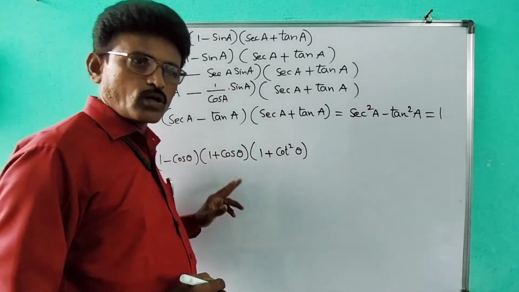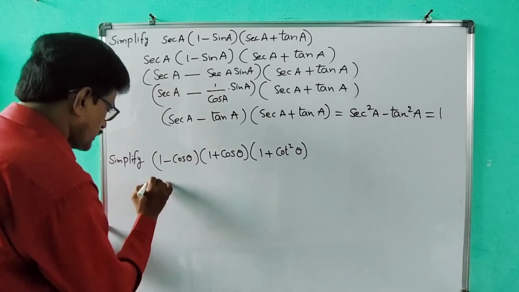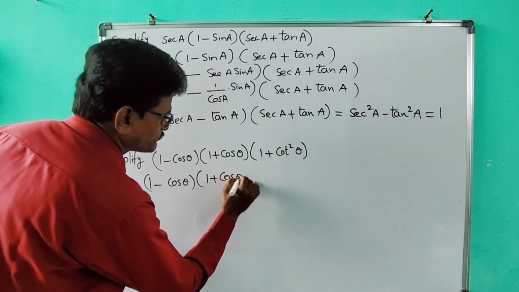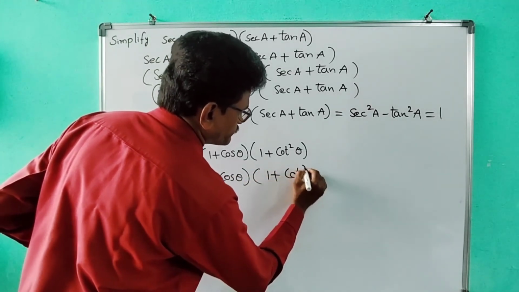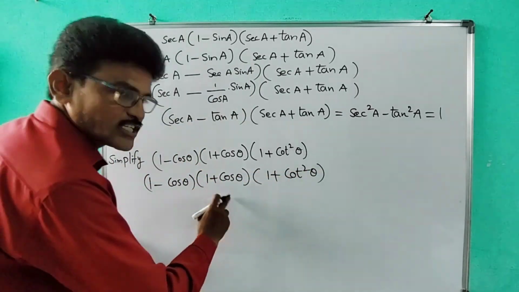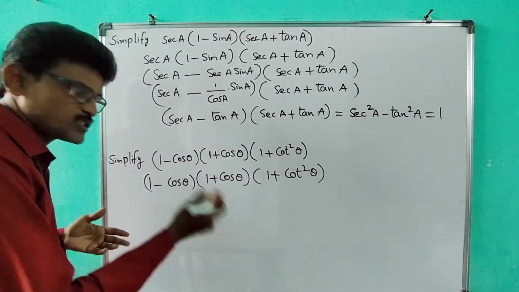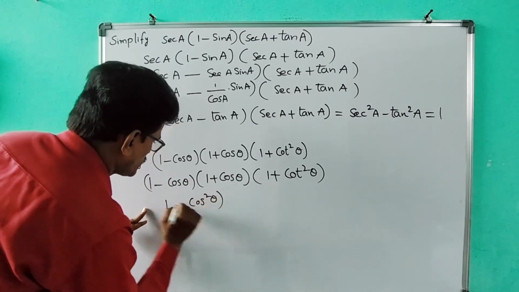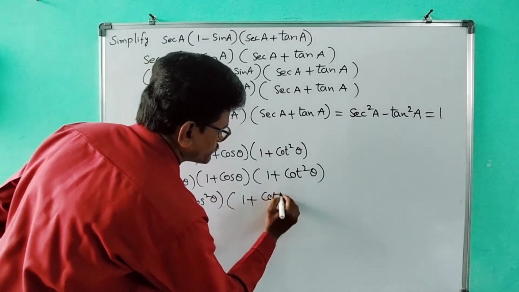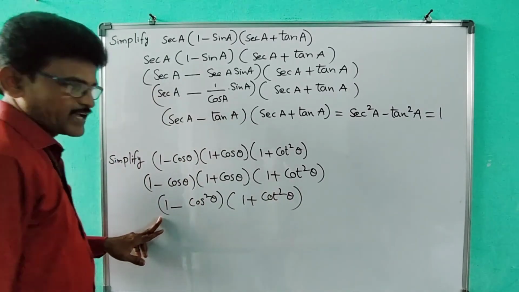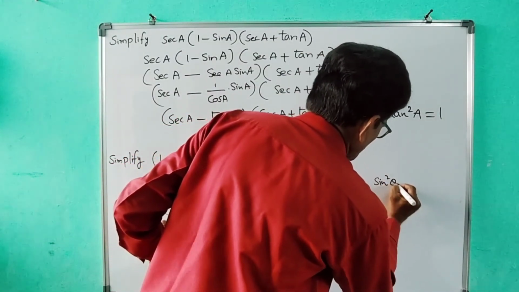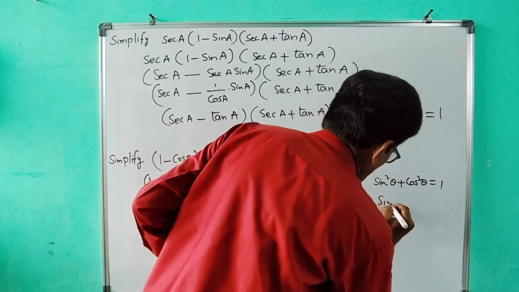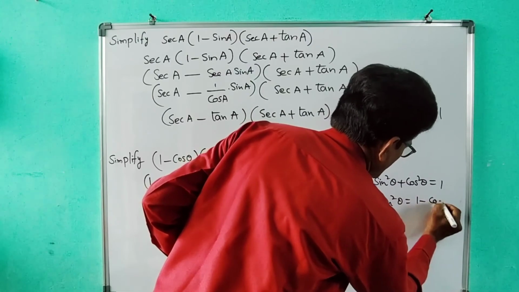Now simplify: 1 minus cos theta into 1 plus cos theta into 1 plus cot square theta. I am writing once again. See, 1 minus cos into 1 plus cos is A plus B into A minus B, A square minus B square. So 1 square, it is 1 minus cos square theta into 1 plus cot square theta. Now the identity: sin square theta plus cos square theta is 1. So what is 1 minus cos square theta? It is sin square theta.